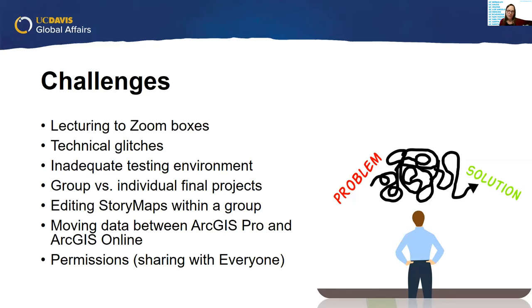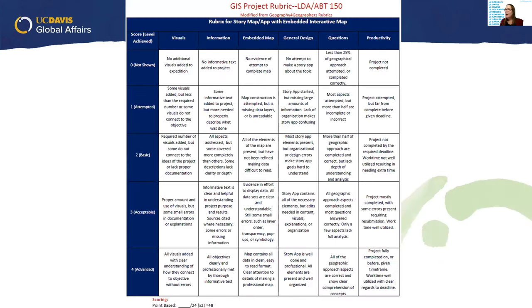I think moving data between ArcGIS Pro and ArcGIS Online was definitely a challenge. There are a lot of restrictions in using online data in Pro and what you can do with it. And also just having students understand the sharing permissions: if you want to share with everyone, every single file that you access has to be shared with everyone, and just making sure that's clear. So that was definitely a challenge.